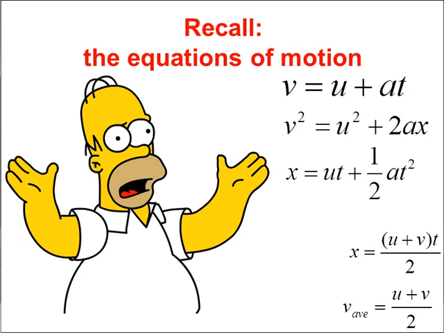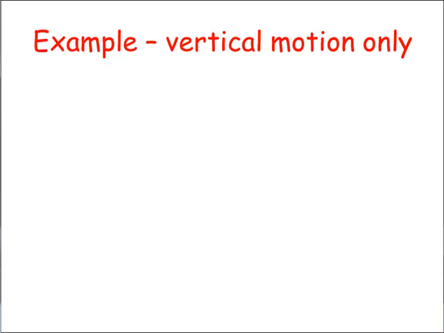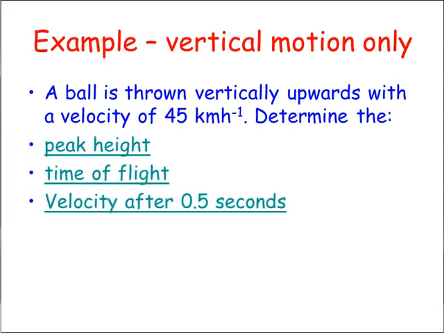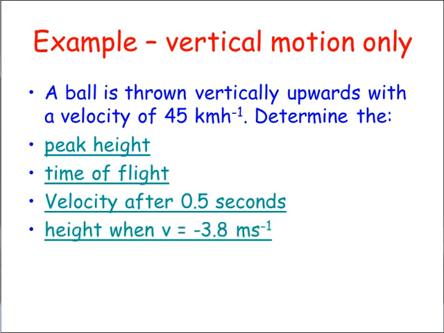So let's have a look at an example. We're considering vertical motion only, which is a review of what you did in Unit 2. We have a ball thrown upwards. It has a velocity of 45 kilometers per hour. I want you to find peak height, time of flight, velocity after 0.5 seconds, and height when the velocity is negative 3.8 meters per second. I would encourage you to pause this and have a go at solving those for yourself. It'd be good practice to try and recall it and get that going again in your mind.